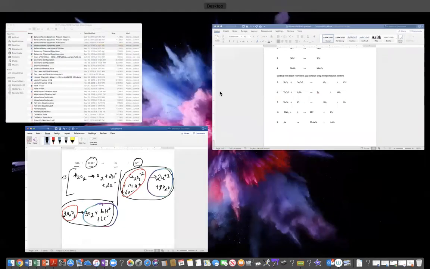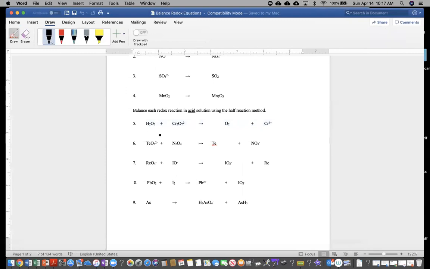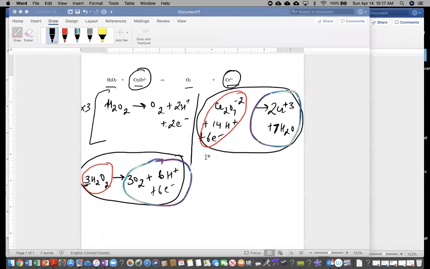So if you very quickly try it on something else, can you tell me how I should pair these? The sixth one? It'll be TeO3 with the Te, so this guy will go with this guy, right? And then N2O4 will go with NO3 minus. Yes. So you're just looking at the similar atoms. That's it.